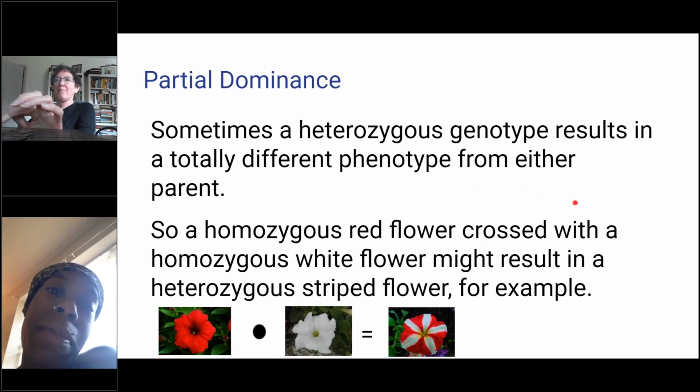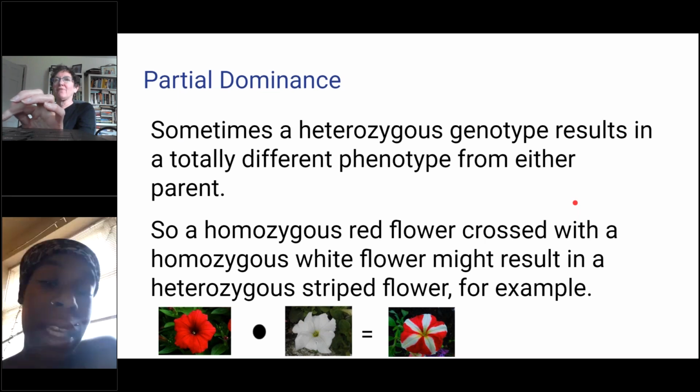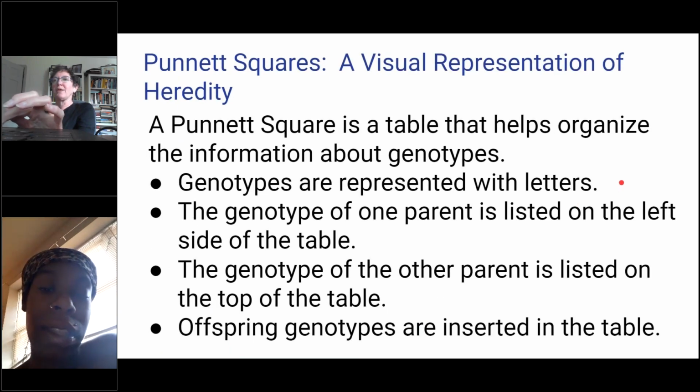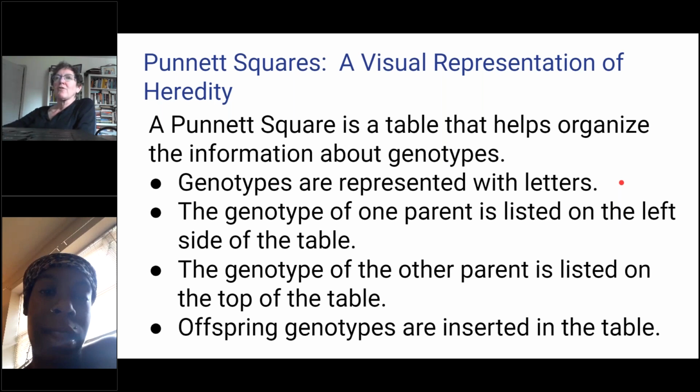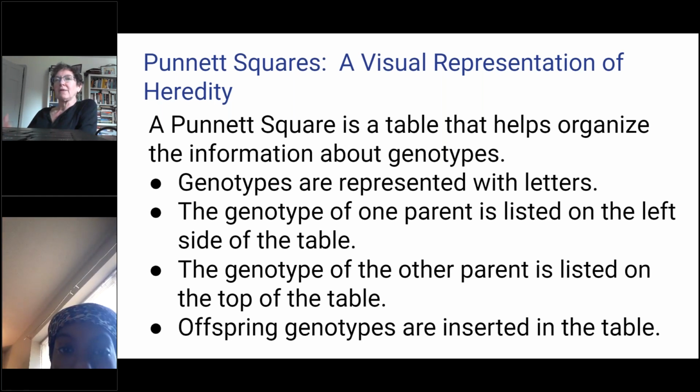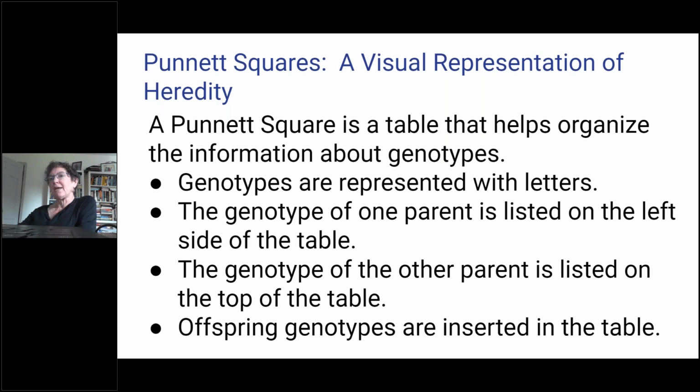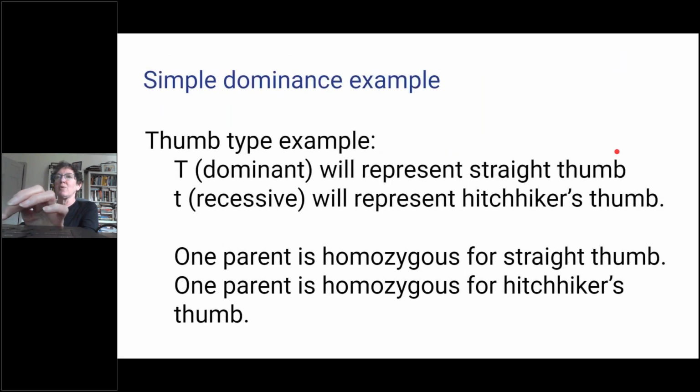So let's take a look at Punnett squares, because this is all just kind of background for what we're trying to do here. Punnett squares are the visual representation of heredity. It's a table that helps you organize the information you have about genotypes. Genotypes are represented with letters. We represent the genotype of one parent on the left side of the table, and the genotype of the other parent is on the top of the table. And then we put the offspring genotypes in the table. So let me just show you what that looks like, and then it'll make more sense.